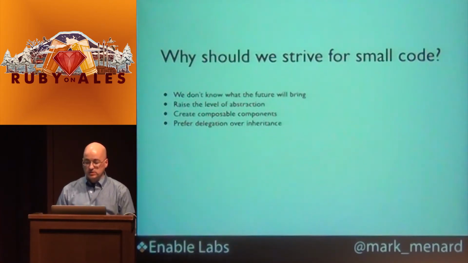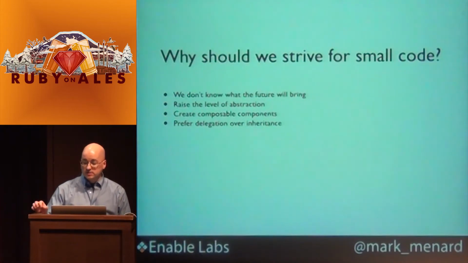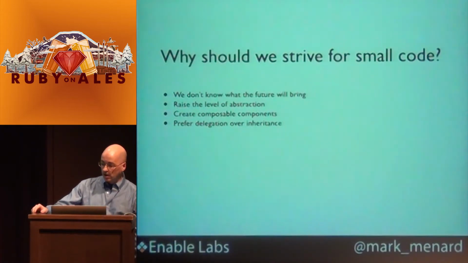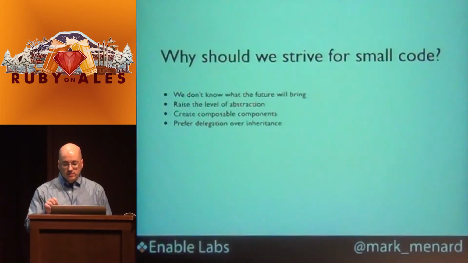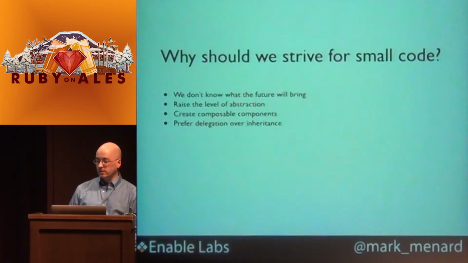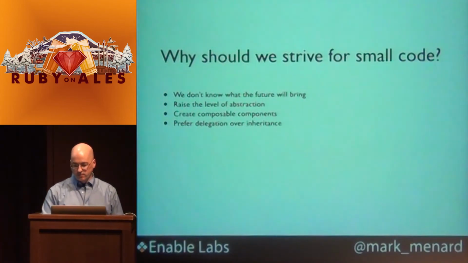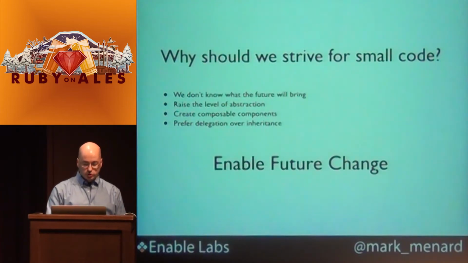Thankfully, small classes and small methods compose well together. As we compose instances of small objects together, our systems will become message-based. In order to build systems that are based upon message passing, we have to use delegation. And all of this is to enable future change.